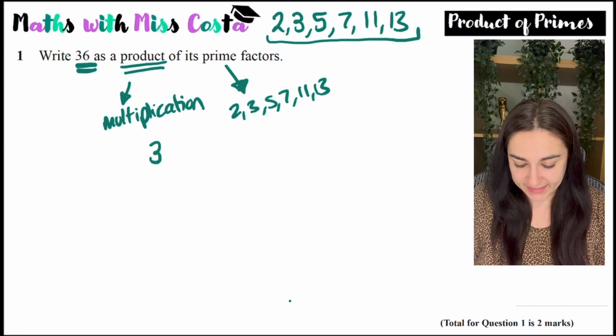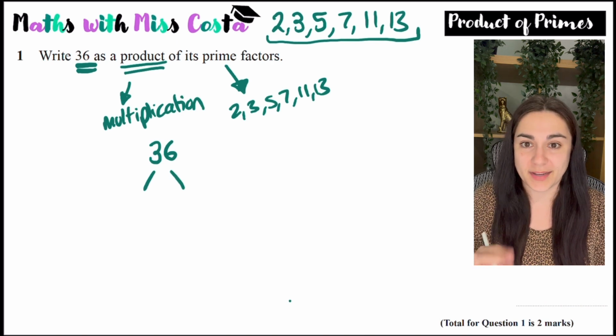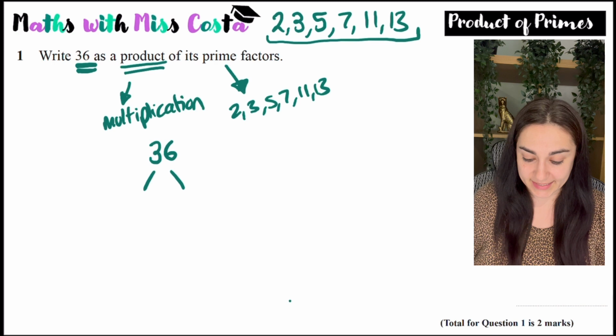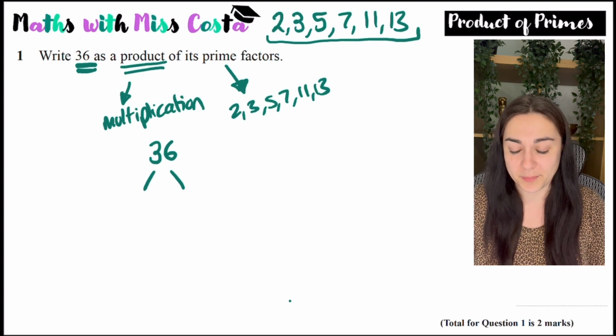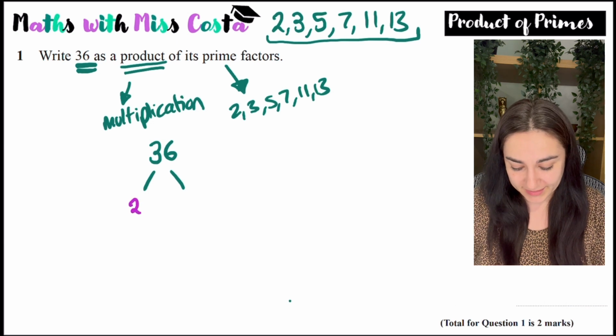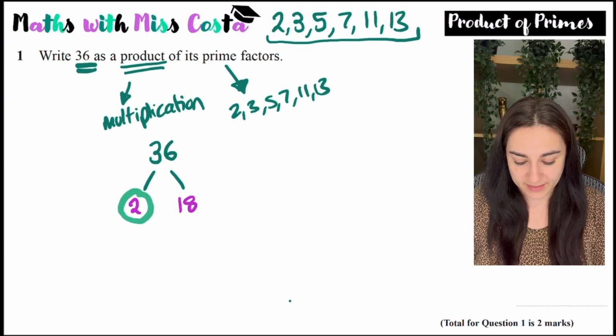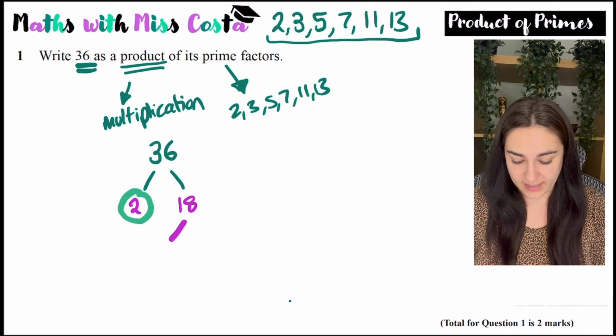So for 36, what we want to do is start doing a little factor tree and find two factors. So two numbers that multiply to make 36, one of which is going to be a prime number. So the easiest prime number to use is generally 2. So let's start with 2. I know that 2 times 18 makes 36. Now when I get to a prime number on my factor tree, I circle the prime number and then I continue with anything that's left over.